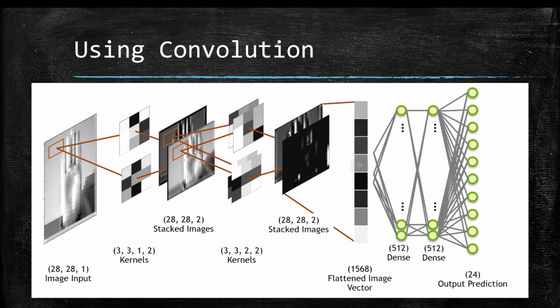And then once we have these 2 images, we're going to flatten them. And so we'll just make one big old string of values. And then we're going to put that into our dense neural network, which is the exact same neural network as our last MNIST thing. We're going to have 2 hidden layers that are 512 nodes deep. It seems like 512 is a favorite thing. And we're going to finally output the 24 nodes in a final output prediction.